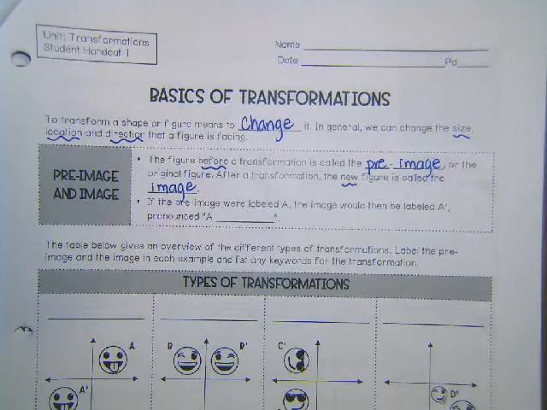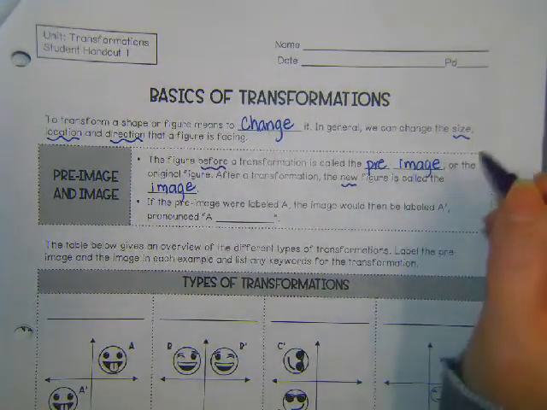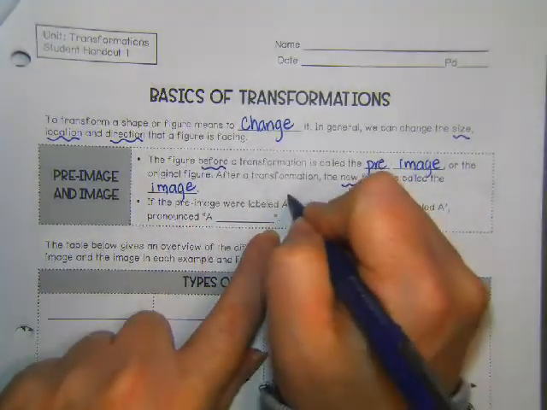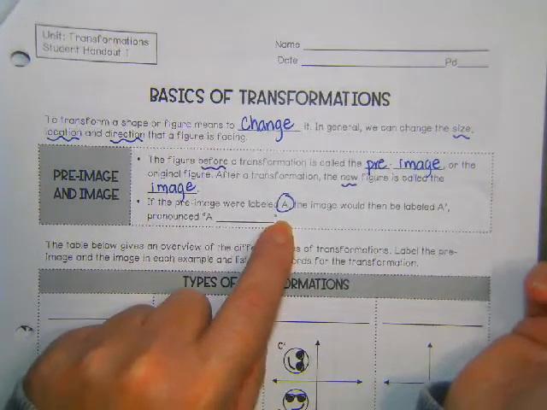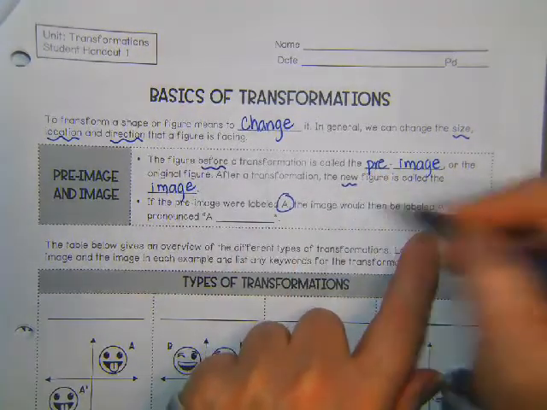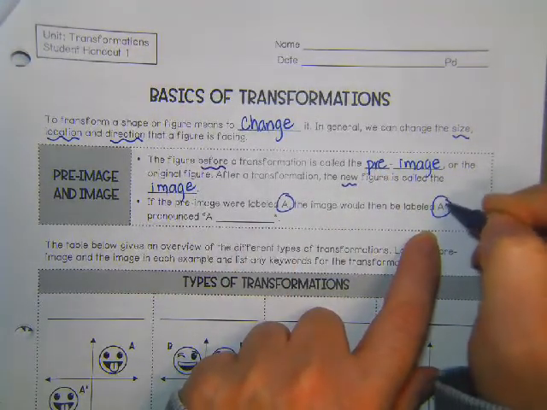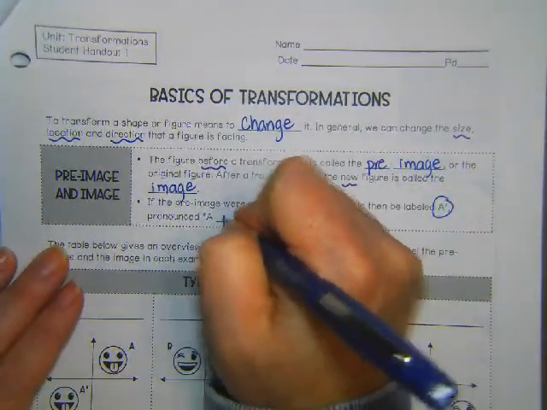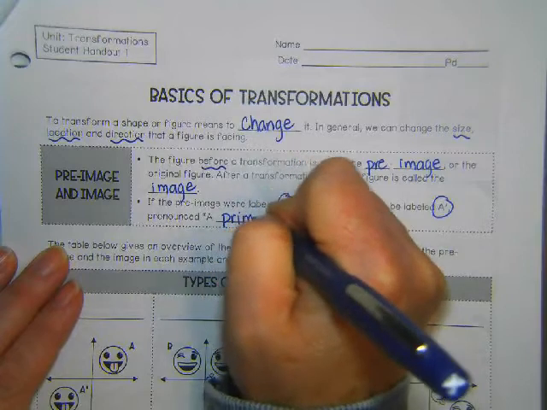If the pre-image were labeled A, then the image would be labeled A prime. So again, the pre-image is always A, or a capital letter, and the image is always prime. It has that little apostrophe right there. It's always pronounced A prime.